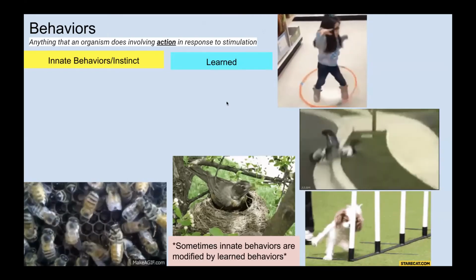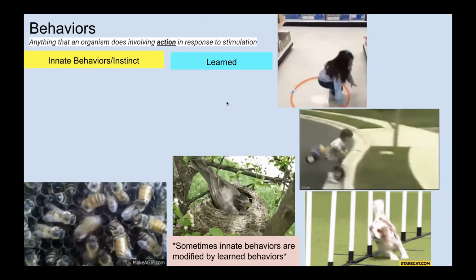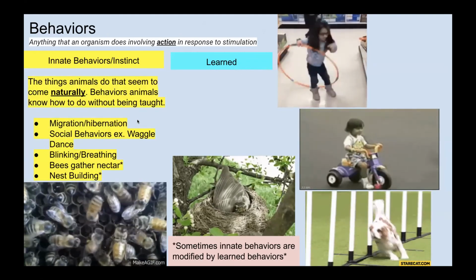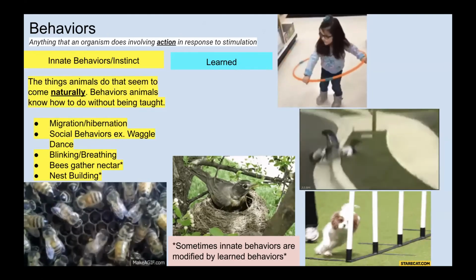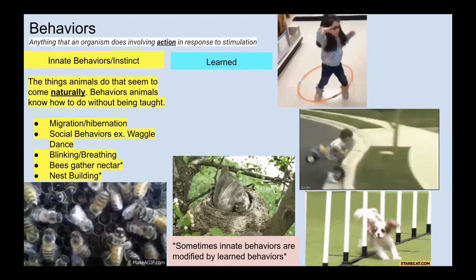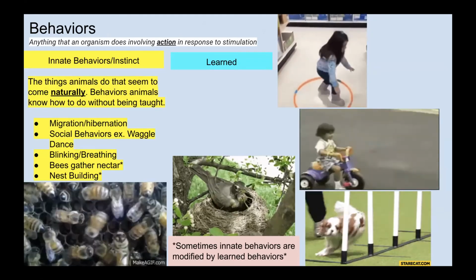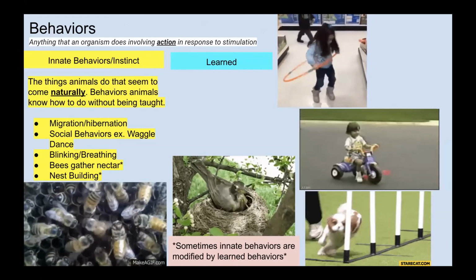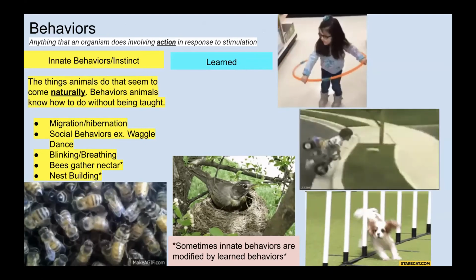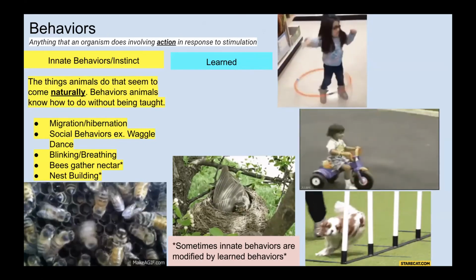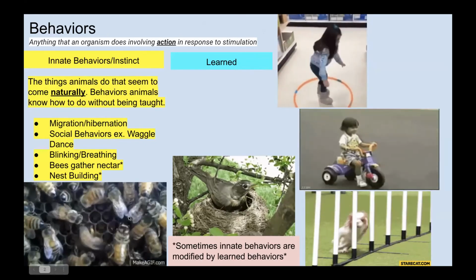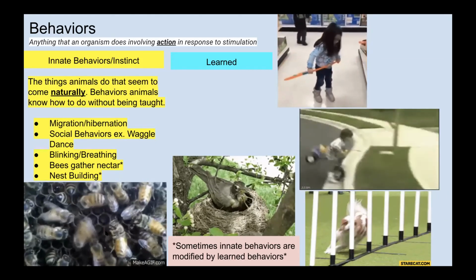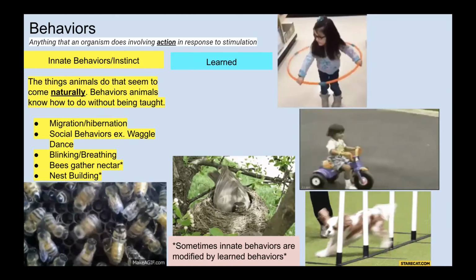So we have innate behaviors, and we know that innate behaviors are behaviors that animals tend to do naturally. They just know how to do them. They don't have to be taught them. So for example, things like migration and hibernation are behaviors that animals just instinctively know to do. Other examples would be communication. So for example, social behaviors with bees. If we take a look at this little video here, we have bees engaging in a waggle dance. That is their way of communication. They just know how to do that.